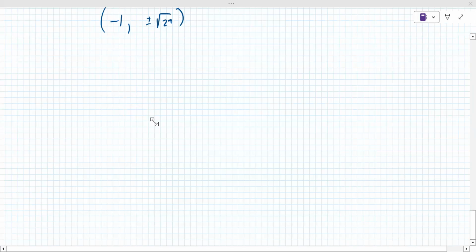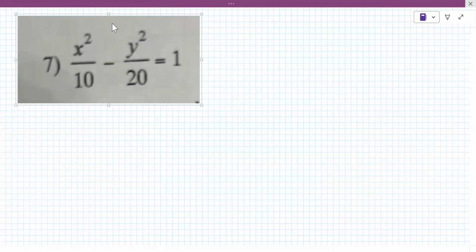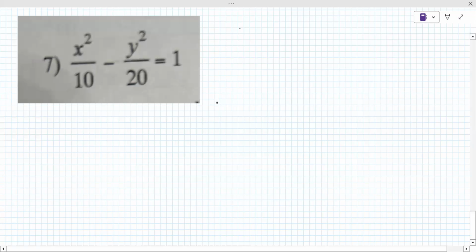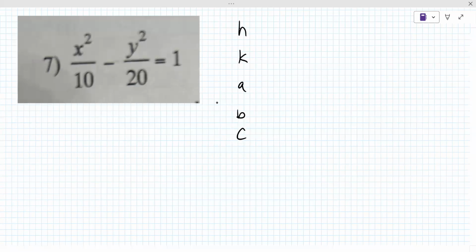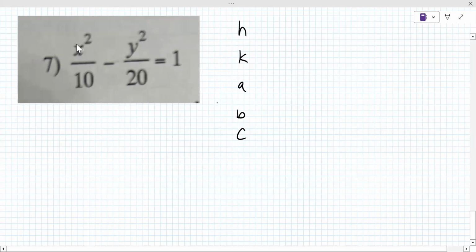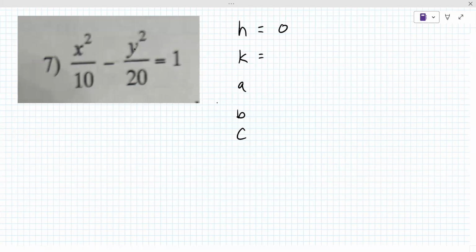All right, number 7, rinse and repeat here. You have to find H, K, A, B, and C. Your H is always associated with X. Your K is always associated with Y. Those are both 0. Usually if they ease up on you on H and K, the A, B, and C are a little bit more of a hassle, as is the case here. They just aren't doing you any favors here.